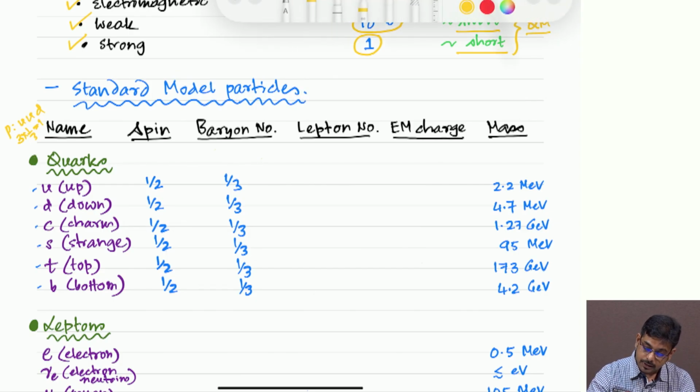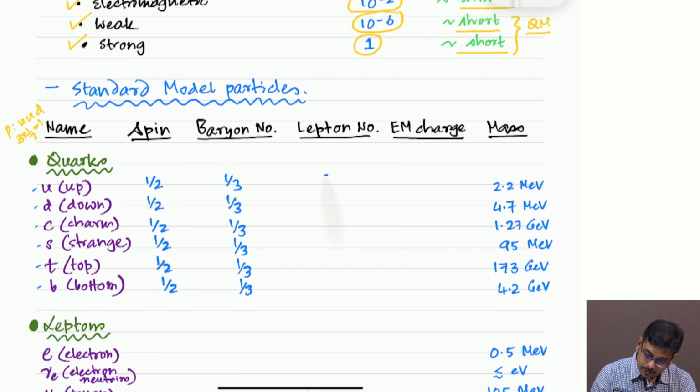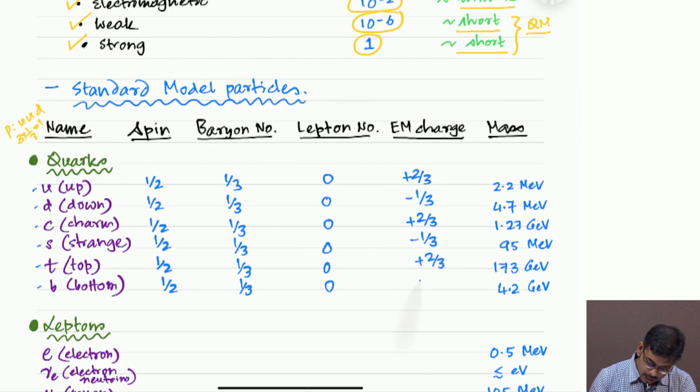What will be the lepton number of these quarks? Of course, these are not leptons, so the lepton number associated with them will be 0. So, let us write 0. And then there is another important credential, which is the electromagnetic charge. What are the electromagnetic charges associated with them? Interestingly, these quarks have fractional charges: up quark has plus 2/3 of charge, down quark has minus 1/3 of charge, charm has plus 2/3 of charge, strange has once again minus 1/3 of charge, top has plus 2/3 of charge, and bottom has once again minus 1/3 of charge.